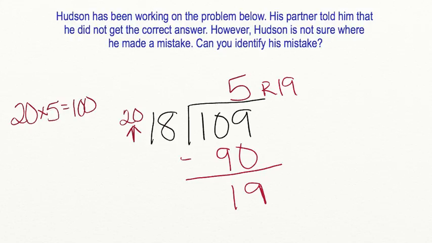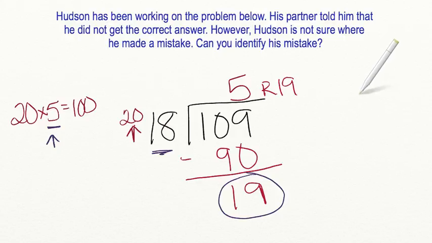Hudson has been working on the problem below. His partner told him that he did not get the correct answer. However, Hudson's not sure where he made a mistake. Can you identify his mistake? Well, we can see that he was dividing 109 by 18. It looks like he rounded 18 up to 20, and then he found his target number of 5, which he put in as his quotient. He multiplied 18 times 5 to get 90, and uh-oh, he had 19 as his remainder. Your remainder can't be greater than your divisor. We need to help Hudson out.